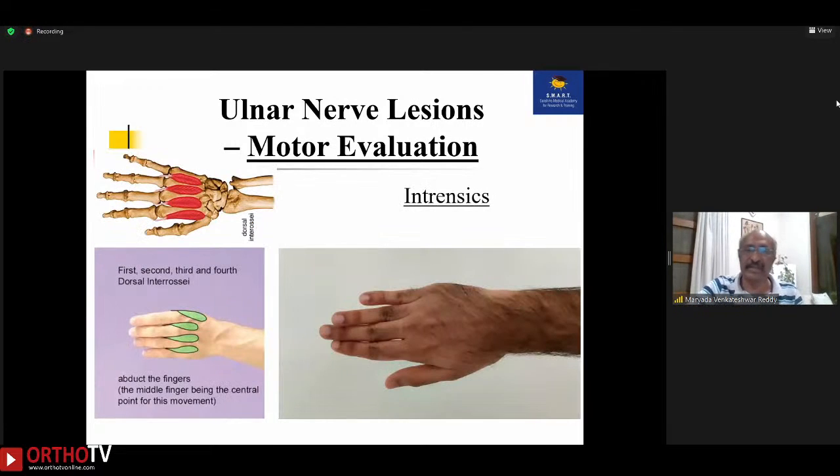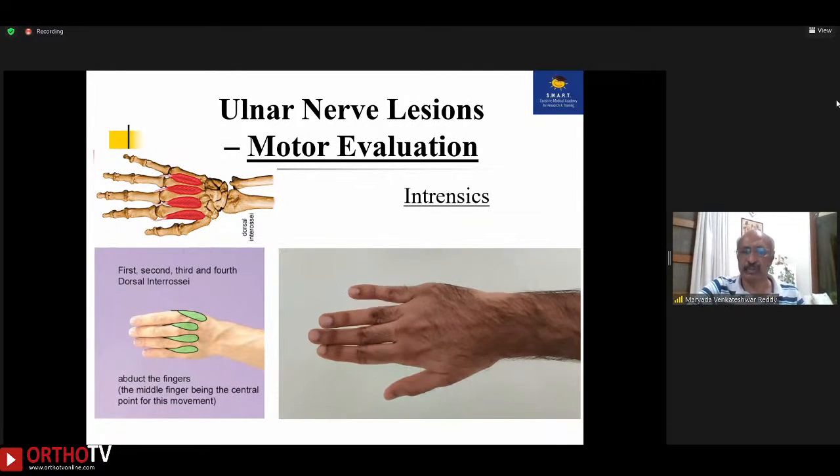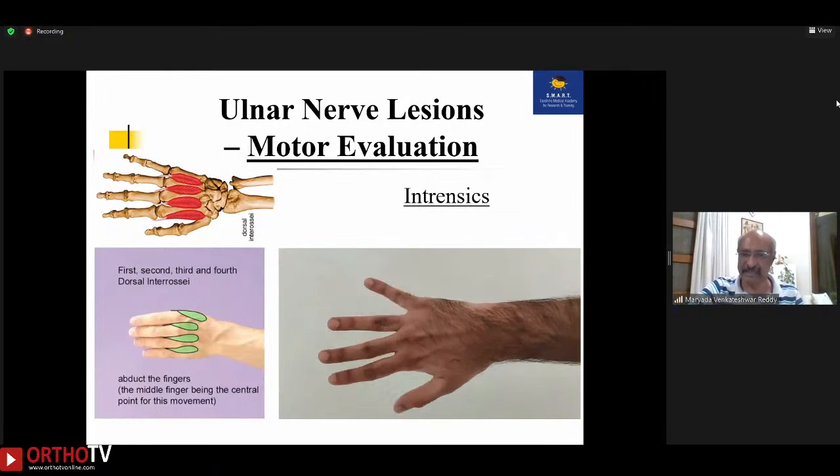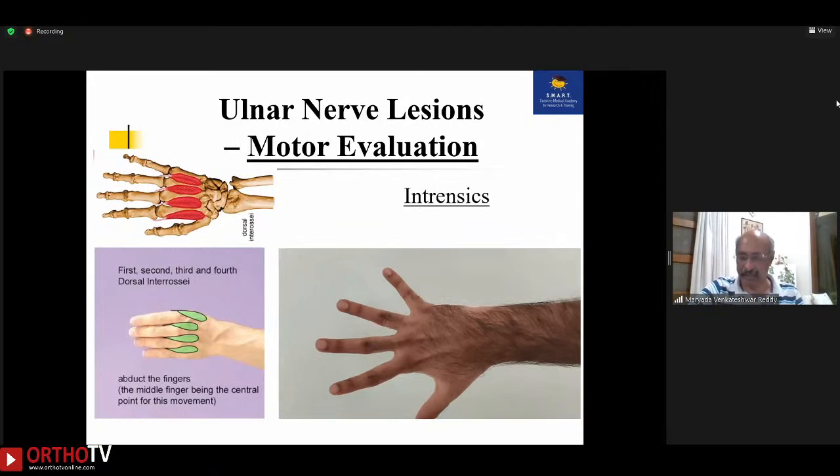Now, the next muscle group is your intrinsics. Intrinsics are abductors and adductors in relation to the midline of the finger. So you can ask the patient to keep the palm flat on the table, with the dorsum facing the examiner, and ask the patient to flex, abduct and adduct the fingers. So these are the four muscle groups with which you can examine the ulnar nerve.